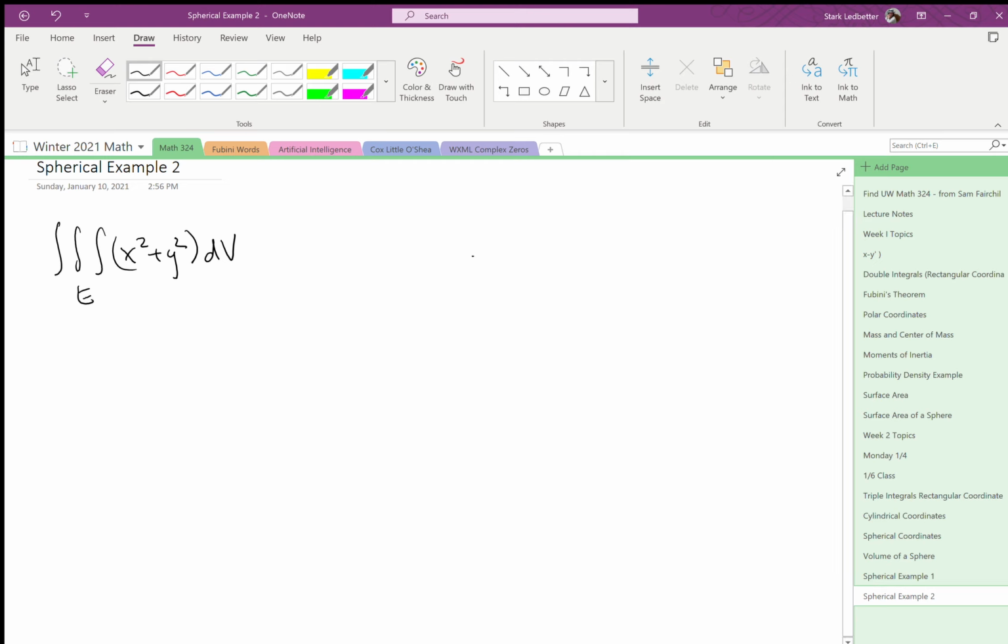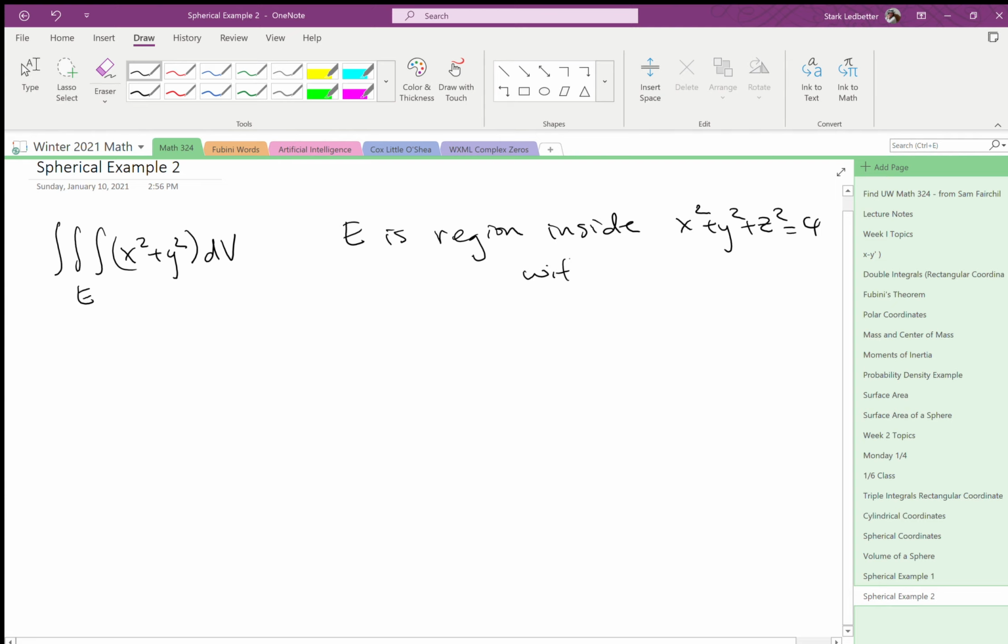Okay, next example, we want to integrate over some region E the function x squared plus y squared. And E is going to be the region inside x squared plus y squared plus z squared equals 4 with y greater than or equal to 0. Okay, so again, maybe not necessary to draw a picture, but it's good to.